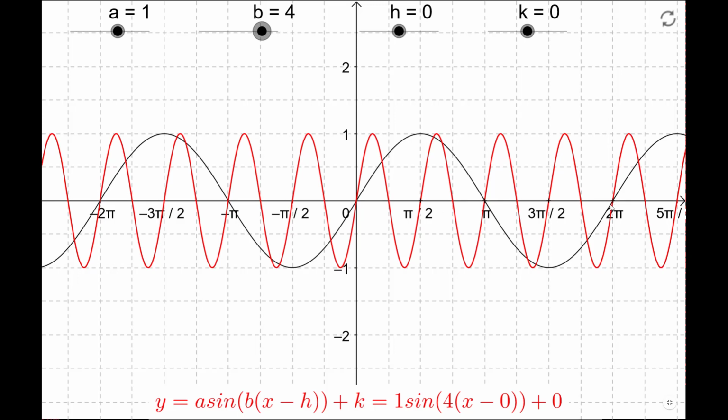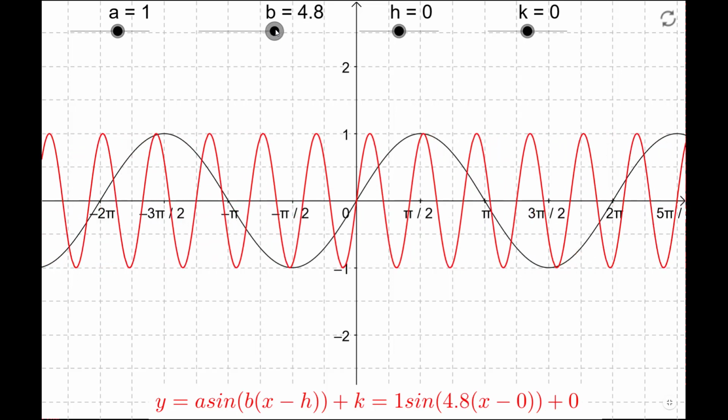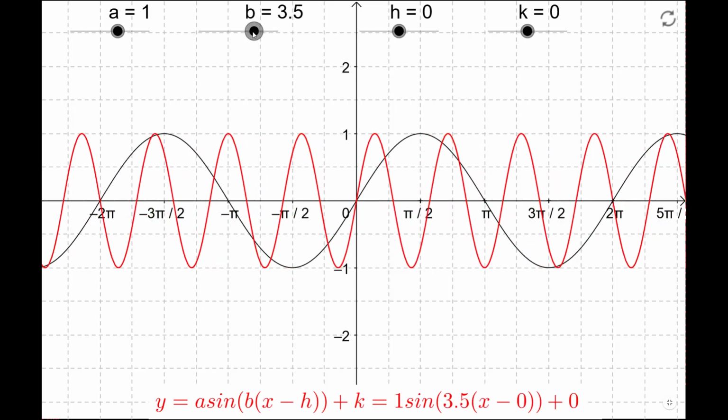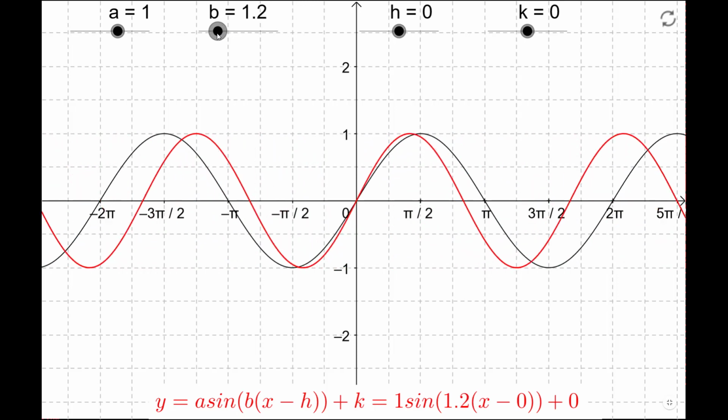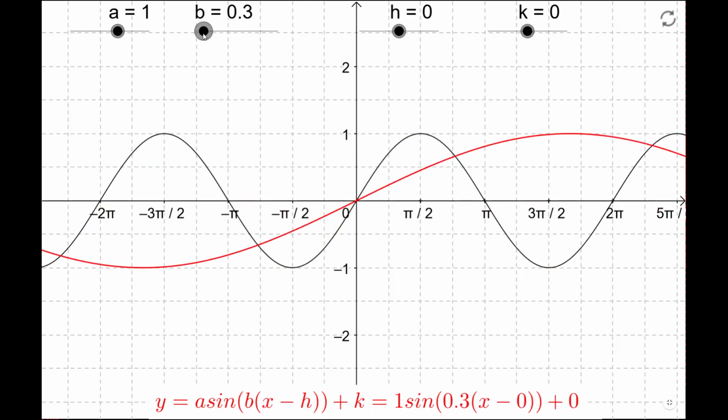Remember, 0 to 2 pi was the normal standard period. If B is 4, I can now fit the wave cycle within the standard period 4 times, which means each graph is now 1/4 of its original length. So if I originally am going from 0 to 2 pi, I'm now just going from 0 to pi over 2. So the bigger B gets, the shorter horizontally your graph gets. And same thing if B gets smaller, closer to 0, your graph is going to get longer because you're stretching it. It's sort of an inverse direction.